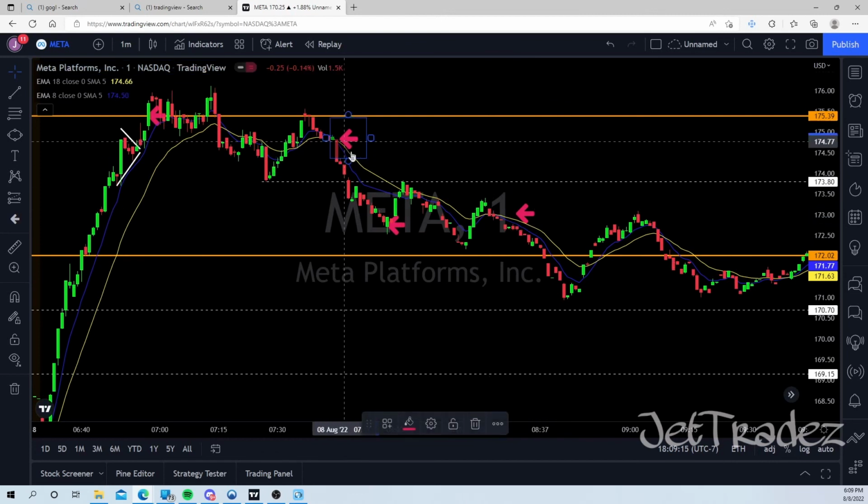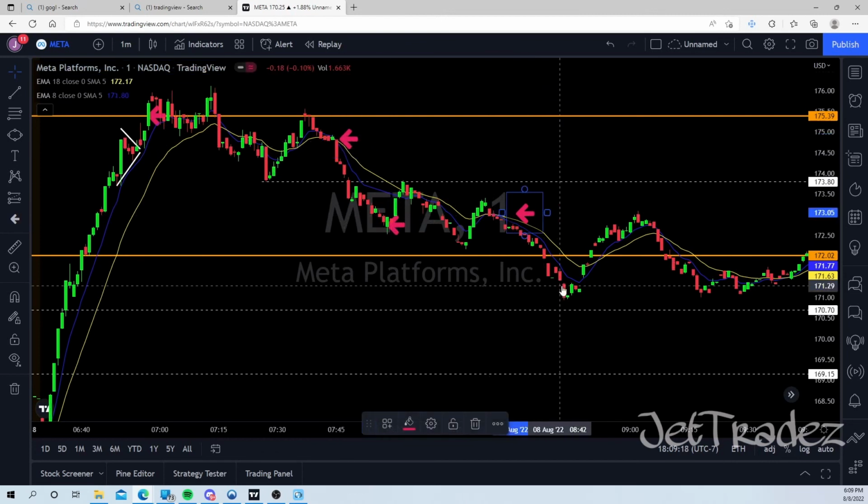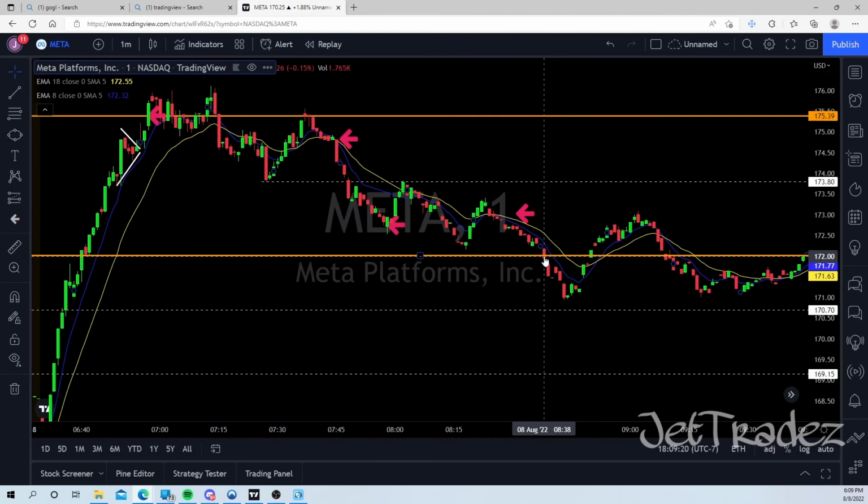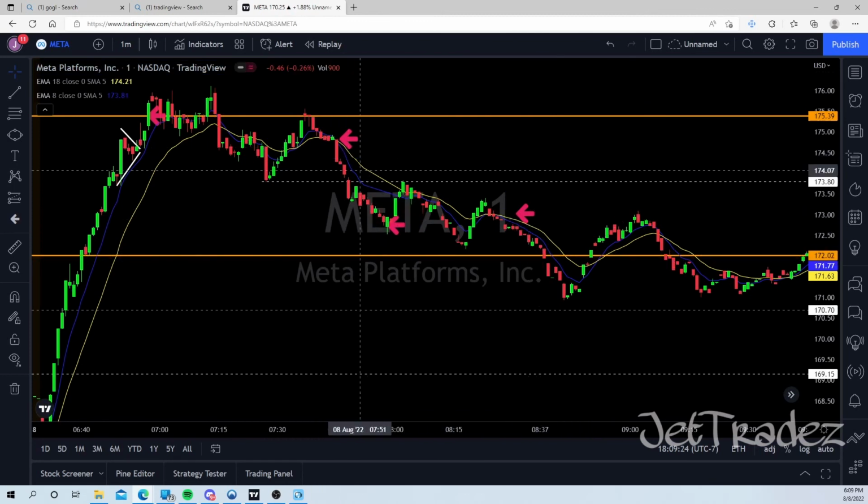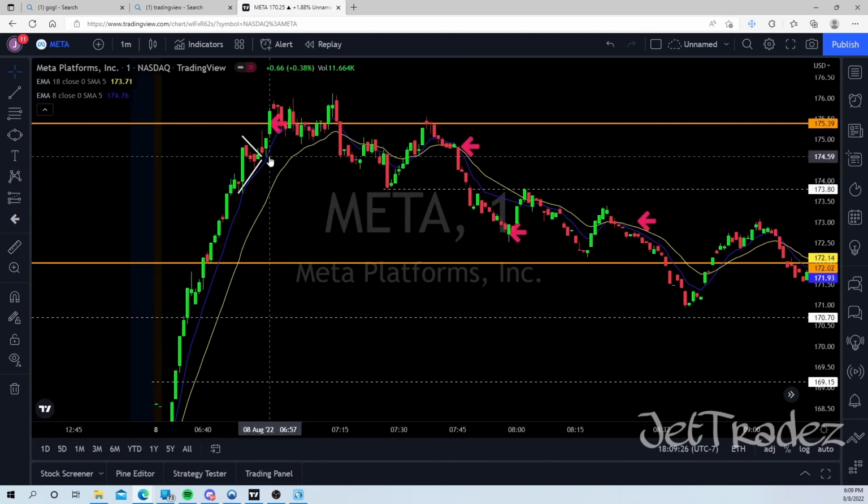So I took puts from here to there, another put here to there, right here at 172. It wasn't that much, like a 15% move. Right here was probably like 30 to 50. This one was 220, 230%.